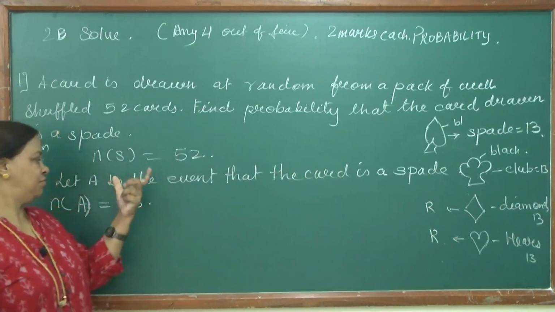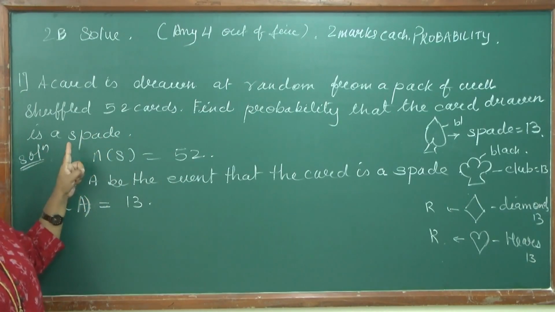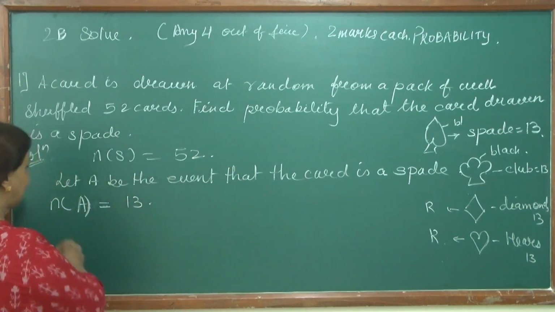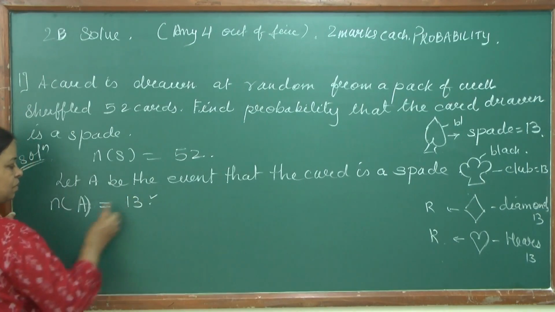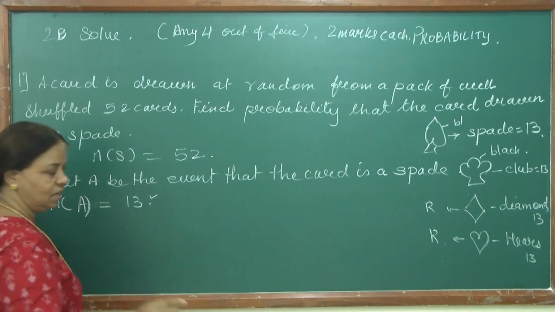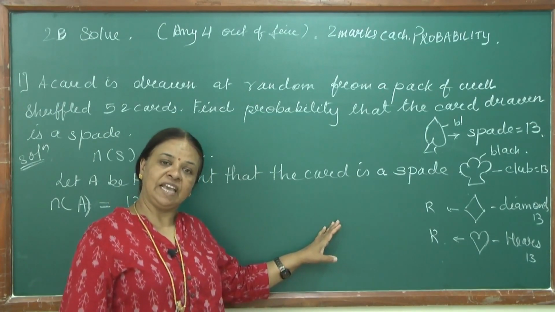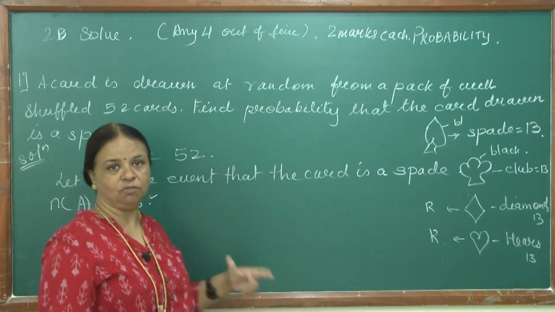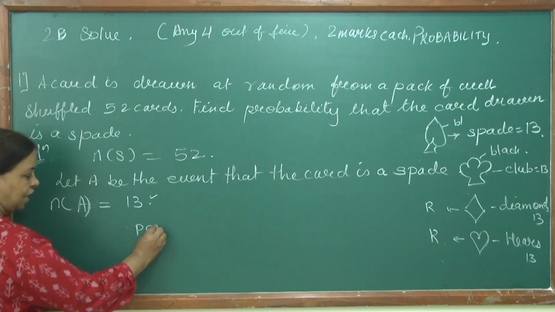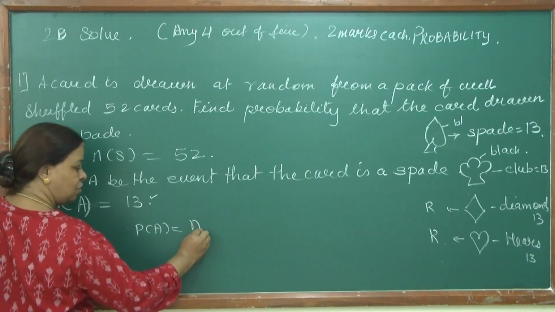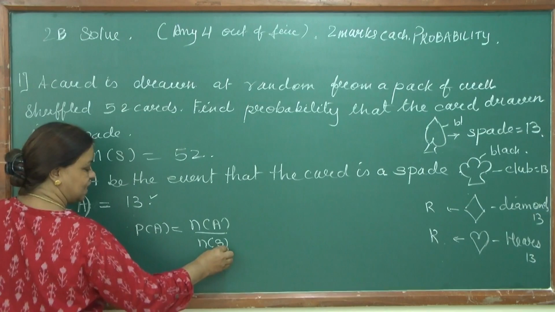So from a pack of 52 cards, you will have to remove randomly a card which is a spade. So let A be the event that the card drawn is a spade. So the number of elements in A will be 13. We want to find out the probability. Now earlier while solving the A questions, we learned the formula of probability, and that formula is probability of A is equal to the number of elements in A upon the number of elements in the sample space.